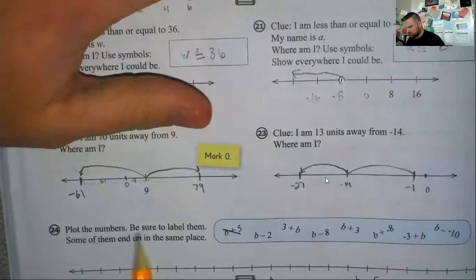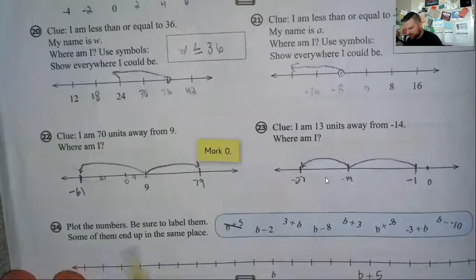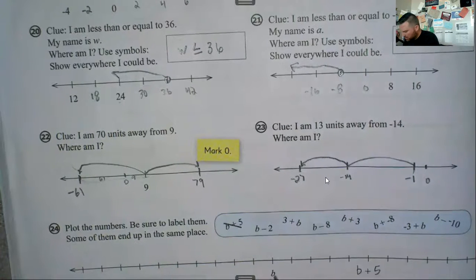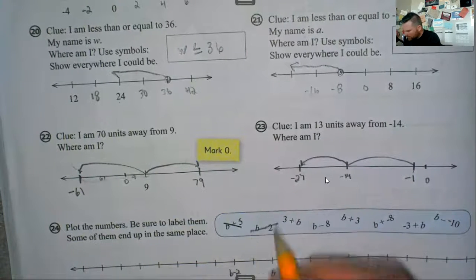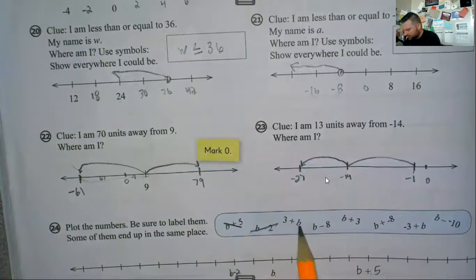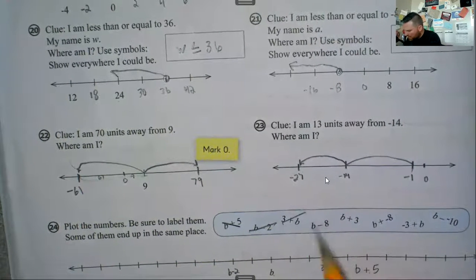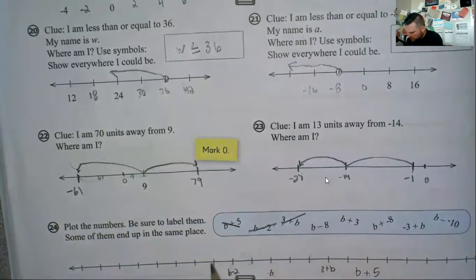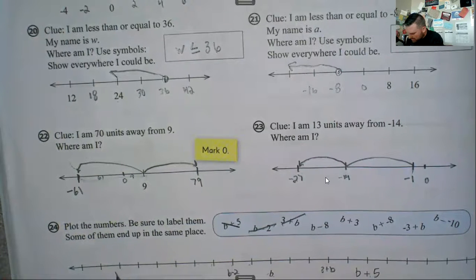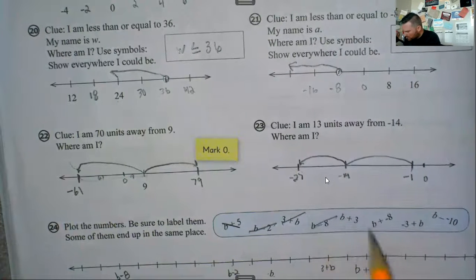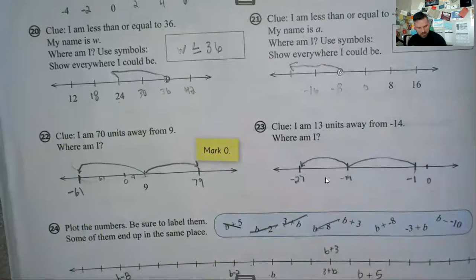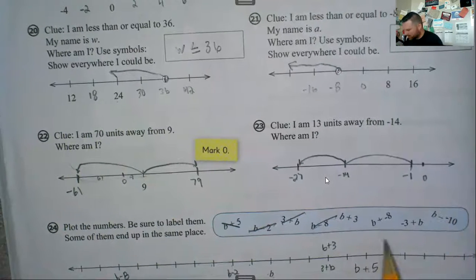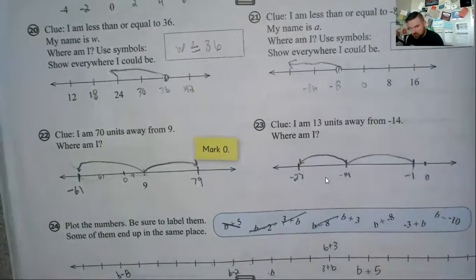Plot the numbers. Be sure to label them. Some of them end up in the same spot. So you got B here. B plus 5's there. B minus 2. So 1, 2. B minus 2. B plus 3, or 3 plus B. So 1, 2, 3. 3 plus B. B minus 8. So 1, 2, 3, 4, 5, 6, 7, 8. B minus 8. B plus 3. Oh, that's the same spot as this one. So B plus 3. B plus negative 8. So that's the same as saying B minus 8, which I already have.